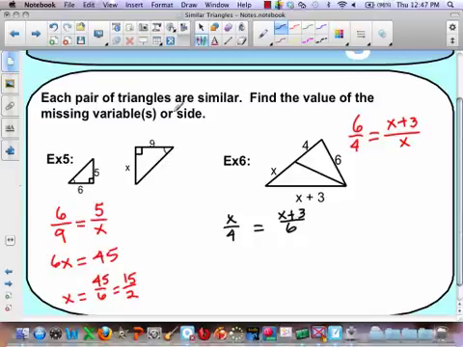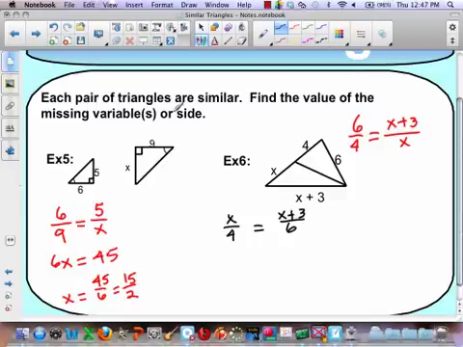Well, let's take a look at this. With proportions, what do you do when you solve? You have to cross multiply, right? If I cross multiply here, I get 6x equals 4 times x plus 3. What do I get down here? 6x equals 4 times x plus 3. So it doesn't matter how you set up your proportions as long as you set them up correctly. You're going to get the same cross products.